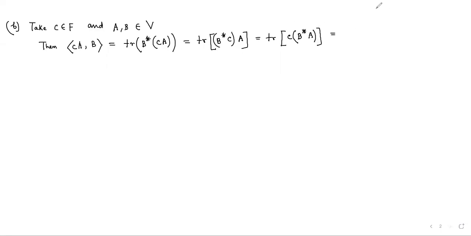And then trace has another property which goes like this. If C is any constant which gets multiplied with the square matrix A, then we can take the constant outside. So we get C into trace of A. So we can take the C outside and we get trace of B star A. And thus we get C into the inner product of A, B. So this second property is also satisfied.